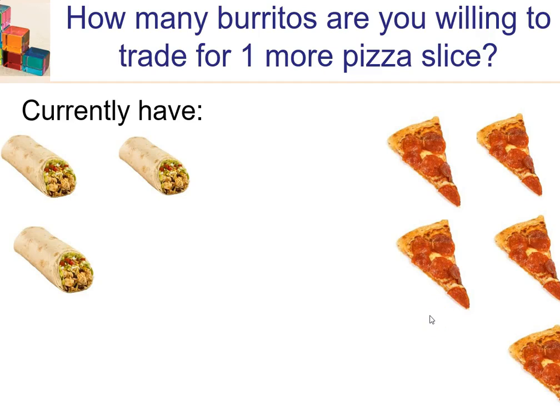Now the question is, what are you willing to trade for another slice of pizza? Now you're running low on burritos and you're willing to only give up 1-for-1. So you make a 1-for-1 swap. Now you're left with 2 burritos and 6 slices of pizza. Recall, all of these bundles are on the same indifference curve. So you're neither better nor worse off after making all of these trades.